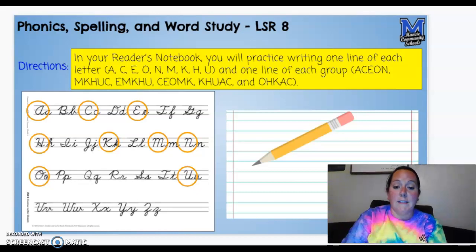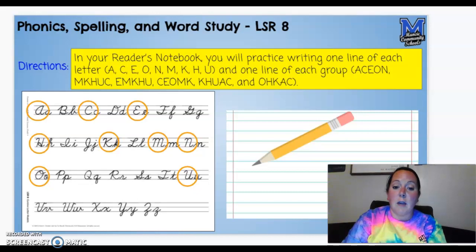One line of uppercase A, uppercase C, uppercase E, uppercase O, uppercase N, uppercase M, uppercase K, uppercase H, and uppercase U. Then you're going to create one line of each of the uppercase cursive letter groups. So your first group is going to be all uppercase and all cursive A, C, E, O, N. Your next line will be all uppercase and all cursive M, K, H, U, C.